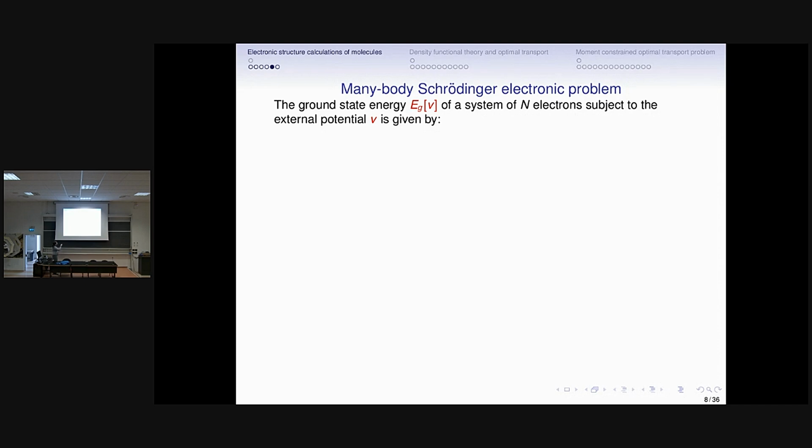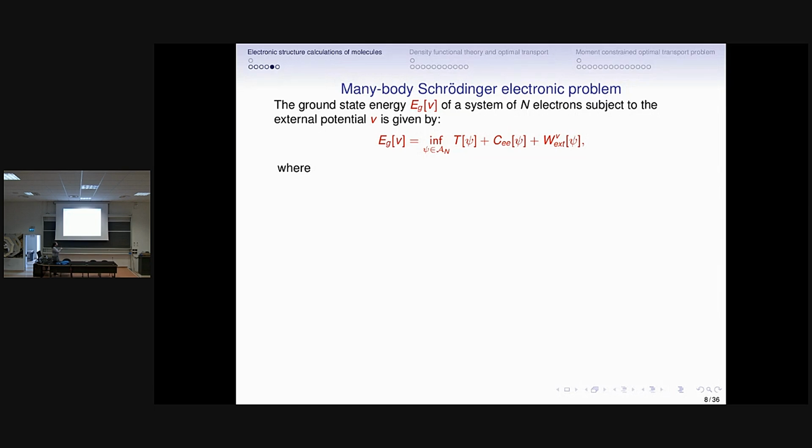For a given value of the external potential acting on the set of electrons, the ground state energy of my electrons will be given by this quantity here that will be denoted by Eg of V in the rest of the talk. And Eg of V is the infimum value of the energy of the set of electrons over all admissible wave functions that describe the state of the n electrons in the system. So it's a solution of the following minimization problem.